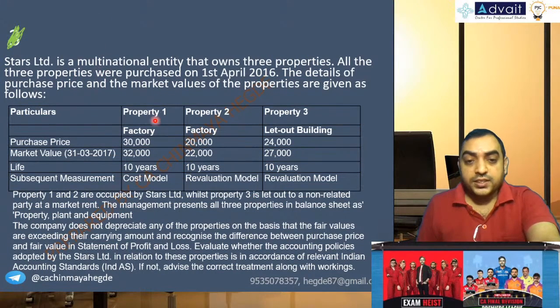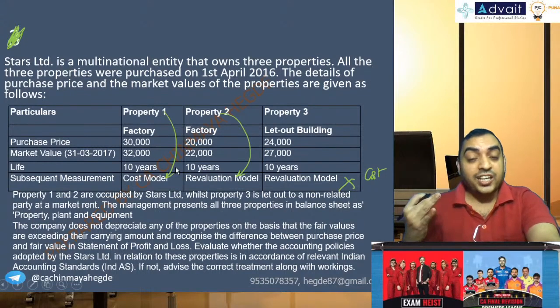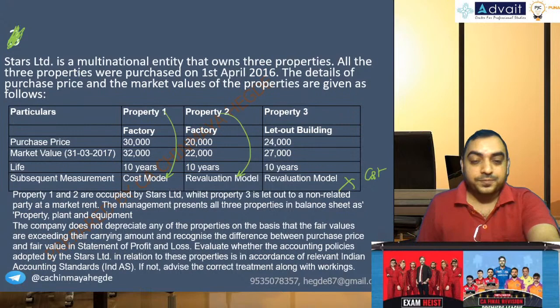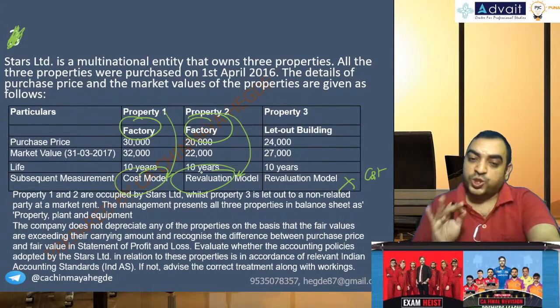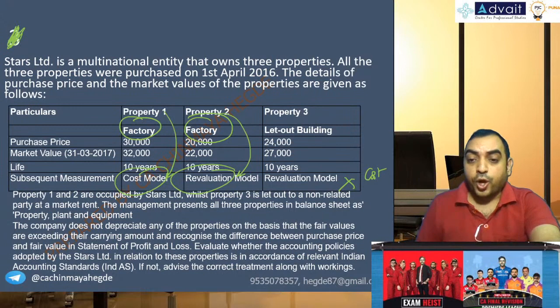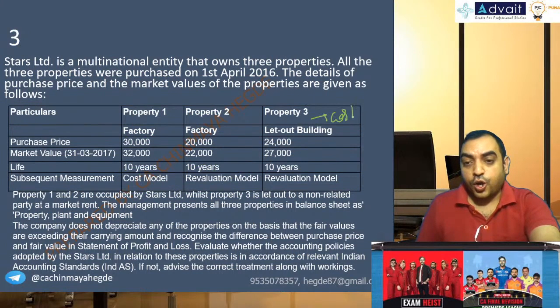Okay, so the point is they want to follow the revaluation model for the let-out building. That cannot be done because we follow only the cost model. Property 2 revaluation model, property 1 cost model, that is again not possible because as per Ind AS 16, when the nature of the assets is the same, the type of model should also be the same. Now, property 3, we have to follow the cost model.